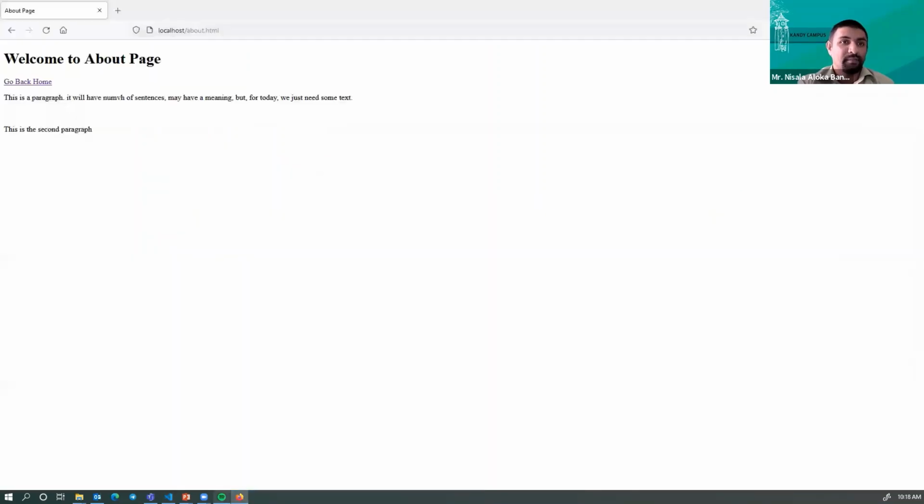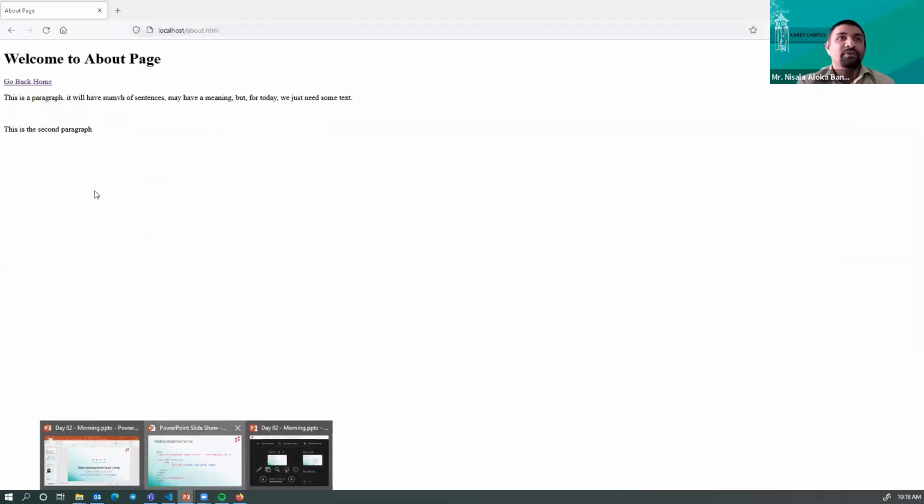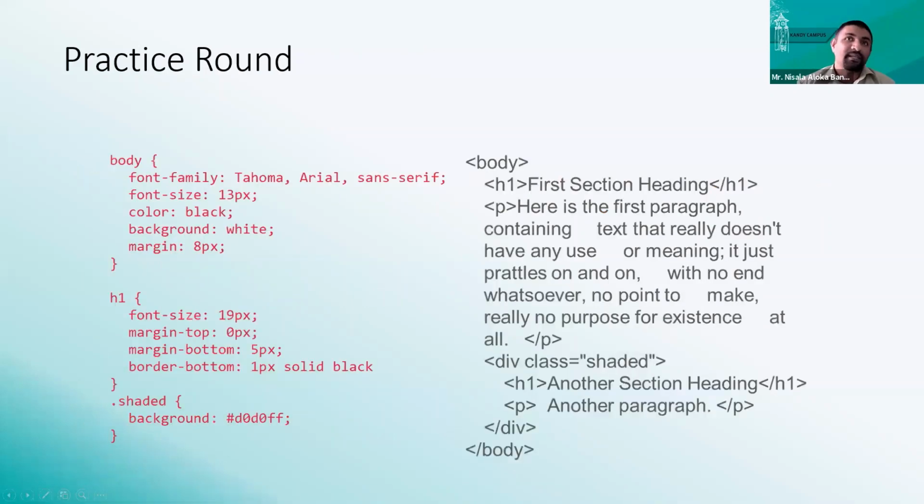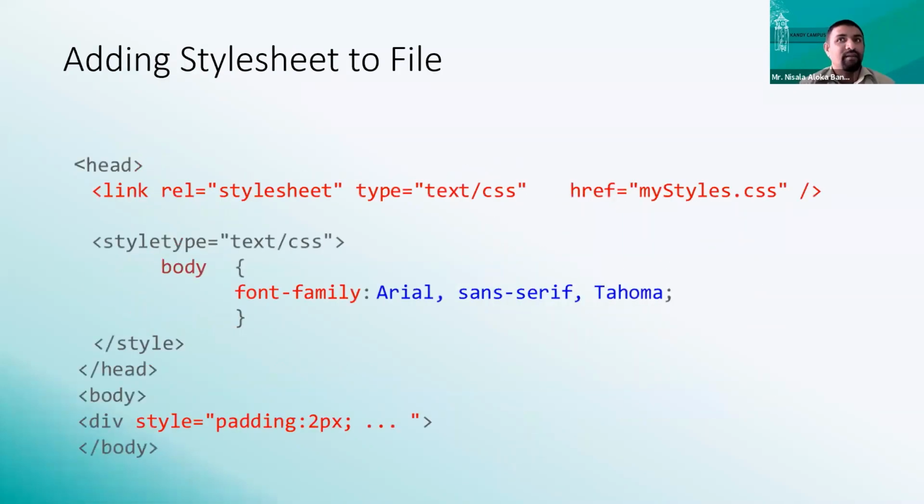Look at this. Where is my presentation? There you go. You can use link rel stylesheet, type text/css, href mystyles.css. You can use this link element in the header to link the external style sheet into the HTML document. Let's go and try this one out.